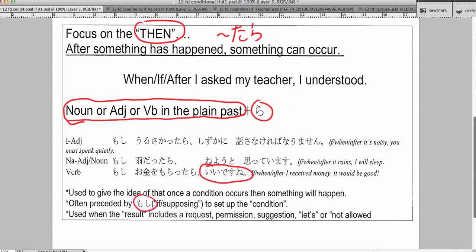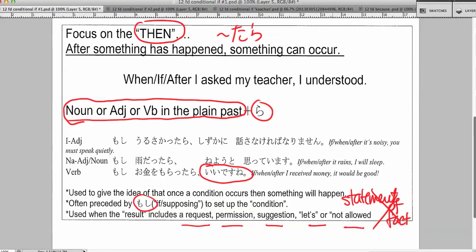Often starts with moshi. Moshi means nothing on its own, but moshi is kind of the ear alert to a listener that you're going to talk about a conditional if. And one of the other ways to remember to use it is if the outcome, if the part two has a request, permission, suggestion, let's, or not allowed. In other words, it's not some kind of statement of fact. Because if it was a statement of fact, then maybe you're more focused on the if occurring.